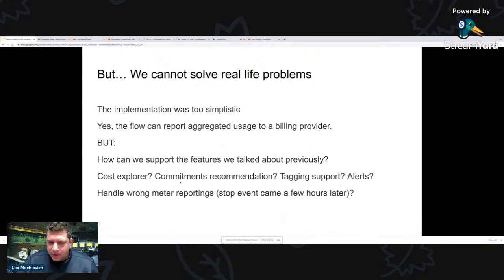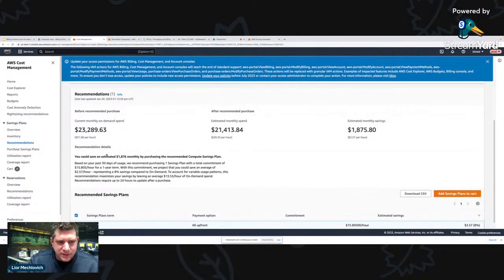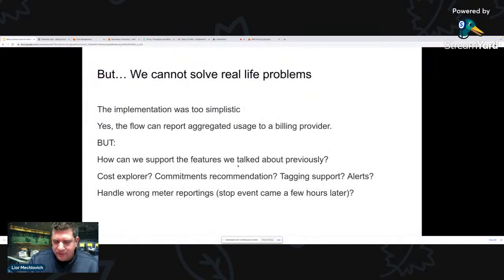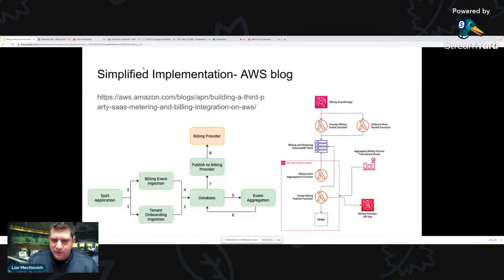So Cost Explorer, commitments. How can we actually know what we should commit to? We saw this: this is how much you used in the first 30 days, you can save this and that. How can we get this data if it's just thrown in some DynamoDB table? The infrastructure is just not there. It's not aggregated correctly. You won't be able to do that. There's no tagging support. How do other services enrich that in real life? That's not going to be that simple. This will need enrichment, and the event aggregation will actually need another database that is more right for Cost Explorer, to be able to provide more granularity.